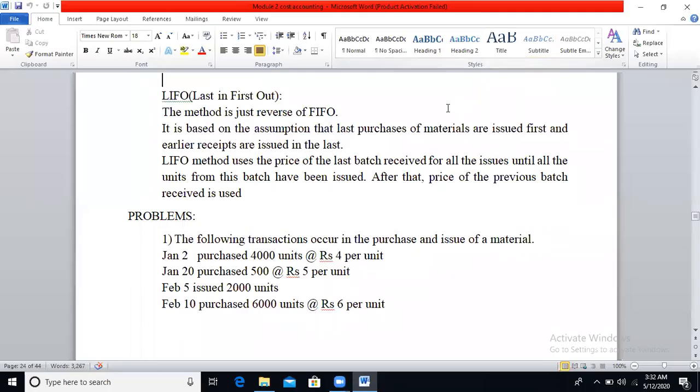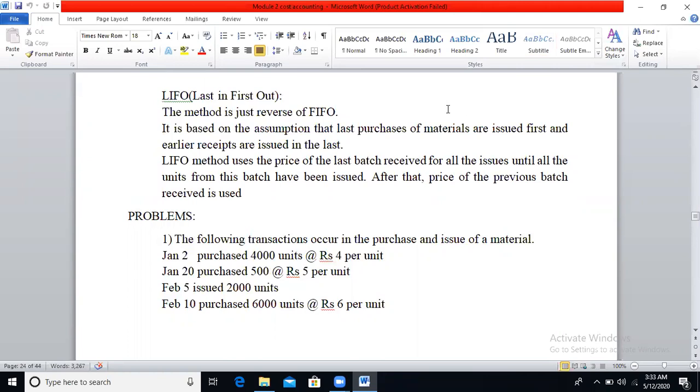Good morning. Let's see the next concept, that is the LIFO method of pricing issue. LIFO means last in, first out. So it's just the reverse of the FIFO method. In the FIFO method, first in, first out, whatever materials or units are purchased first are issued first.